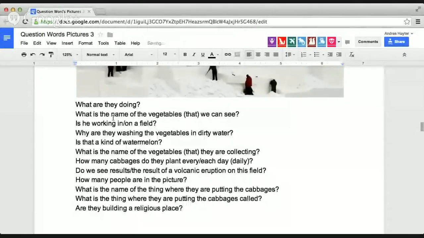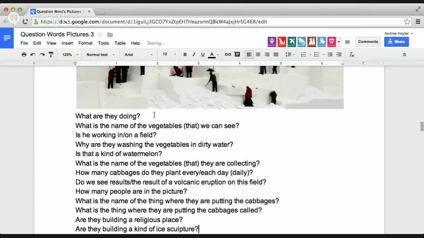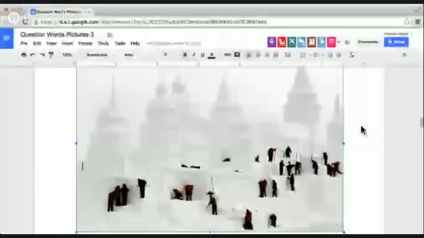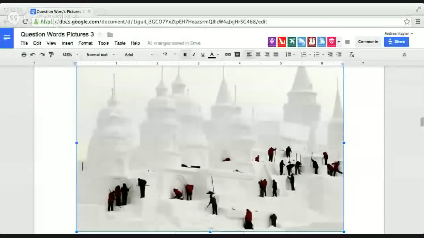Are they building a kind of ice castle? Are they building a kind of ice sculpture? Yes. So be careful when you're saying sculpture. It's tricky because we have a P and a T next to each other, but you have to get both. Sculpture. Yeah, an ice sculpture. Okay, so everyone asked a question. More questions from the group. If you have another question, you can ask it now.